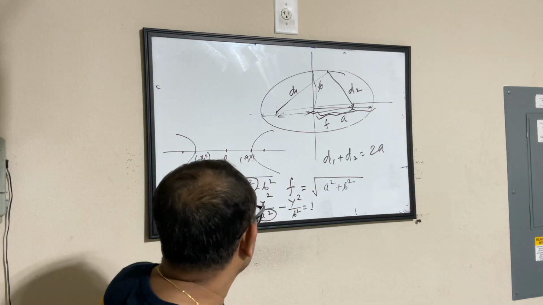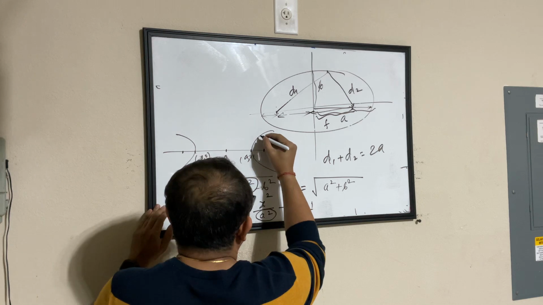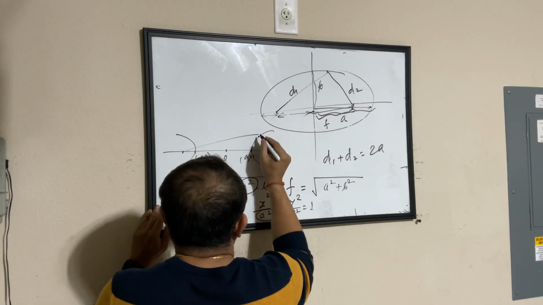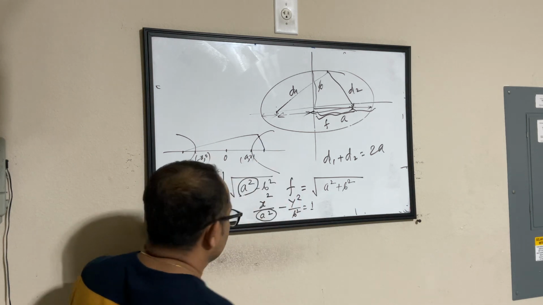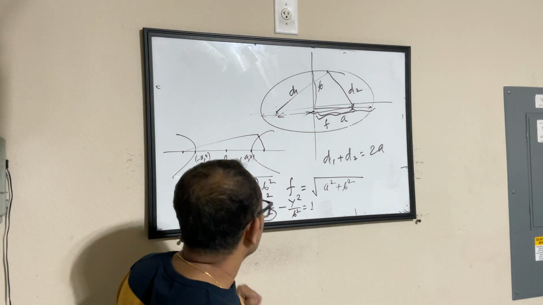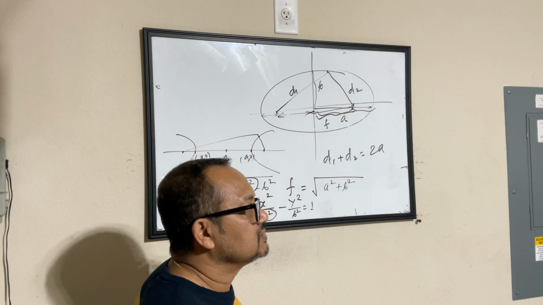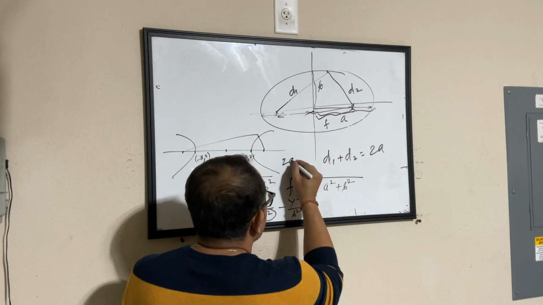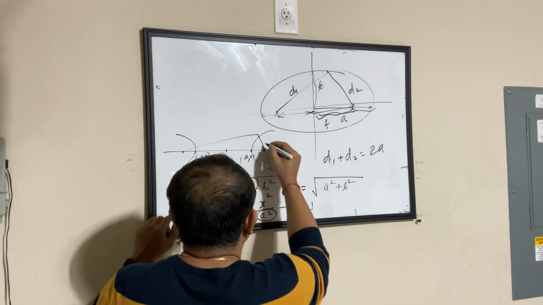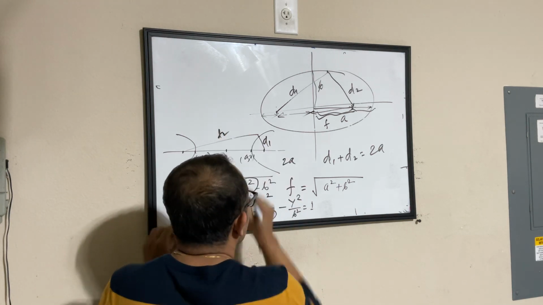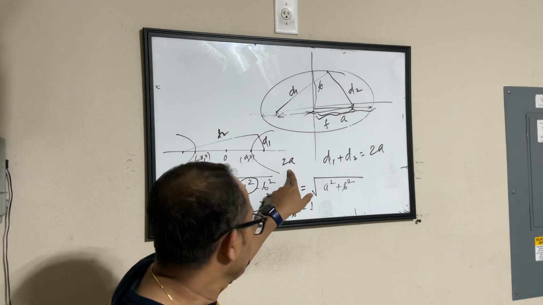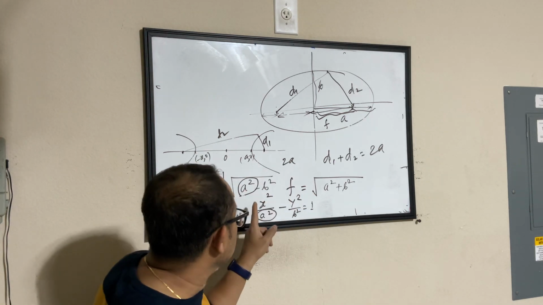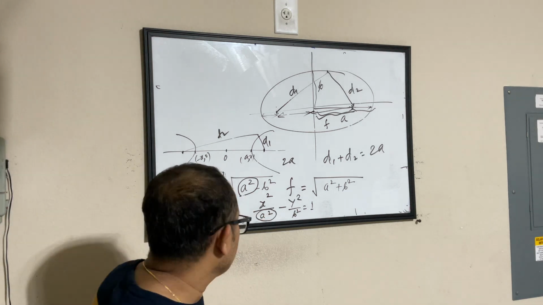So we'll prove that. But here also it says the same thing. If you pick up any point, this length plus this length will be equal to, is it 2a? Yeah, it is equal to 2a. So if this is d1 and this is d2, the sum of these two is equal to 2a. And these two are called focal points. The focal length is the square root of a square minus b square.